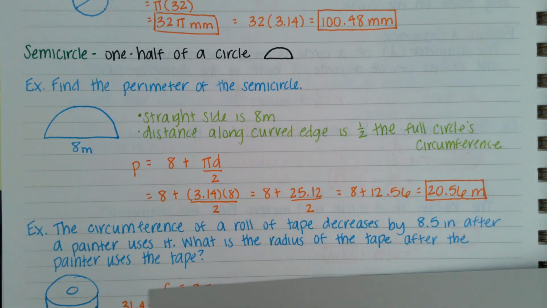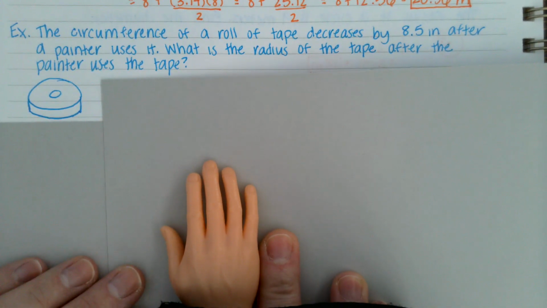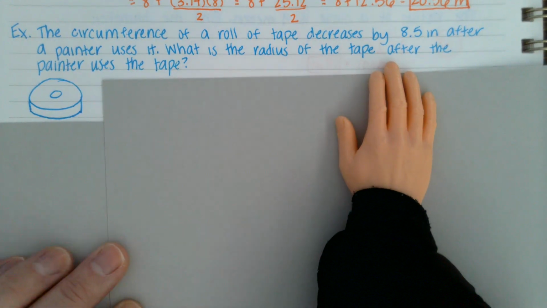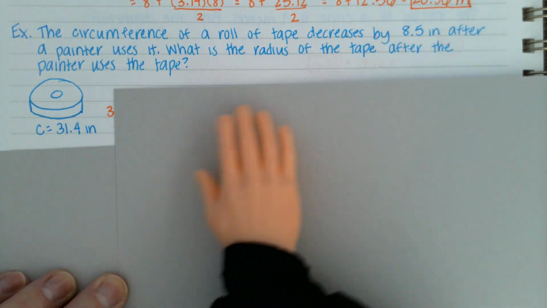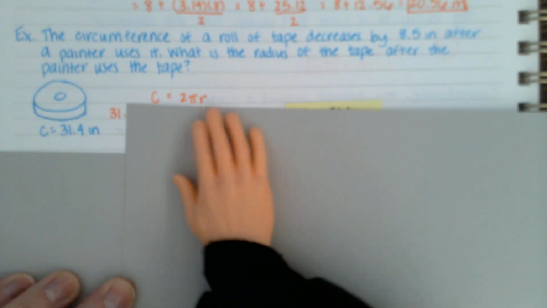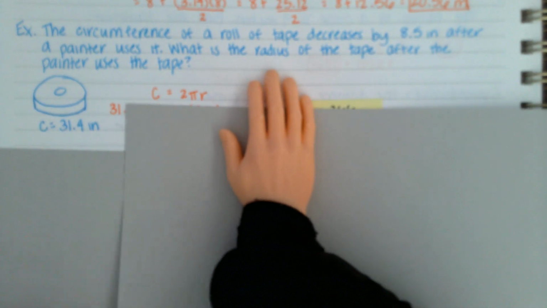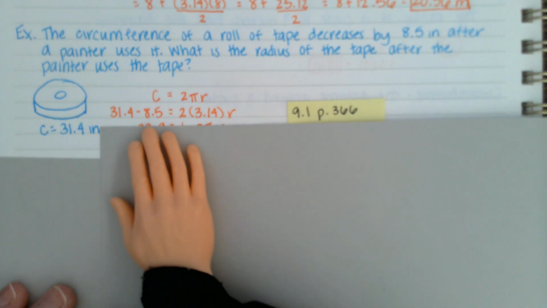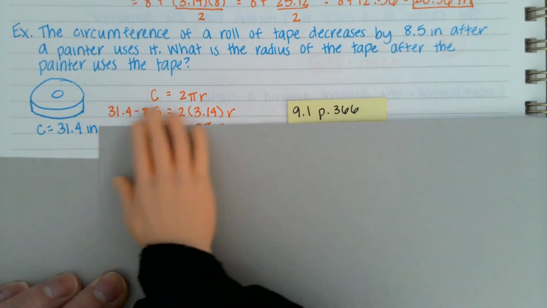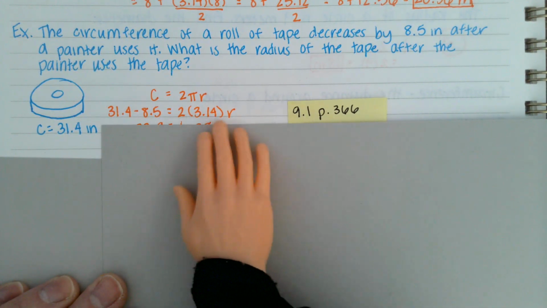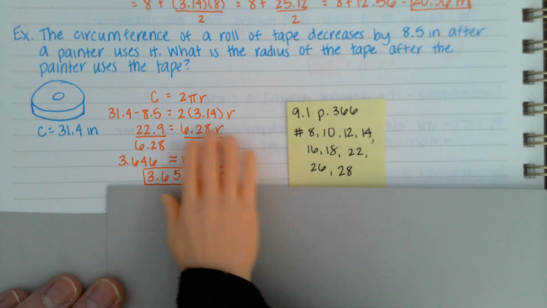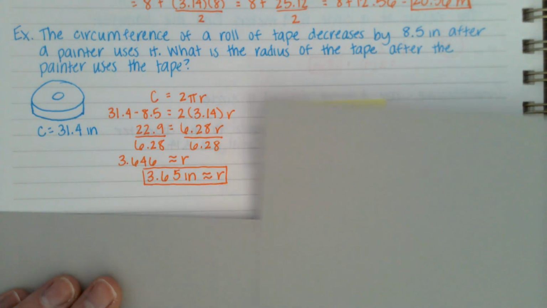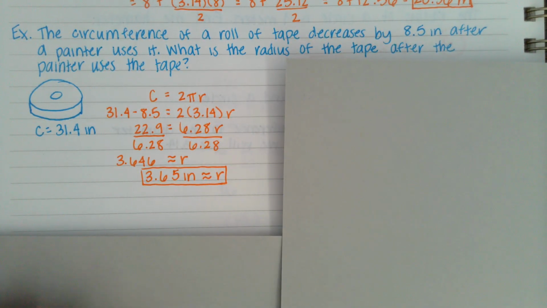The circumference of a roll of tape decreases by 8.5 inches after a painter uses it. What is the radius of the tape after the painter uses it? So the circumference is 31.4 inches, and we're going to use 2 pi r because it's asking about the radius. So 31.4 minus 8.5, that's the change in the circumference, and then we use 2 times pi r. After subtracting and dividing to get r by itself, we see that the radius is 3.65 inches.